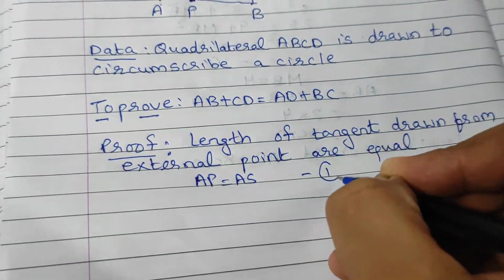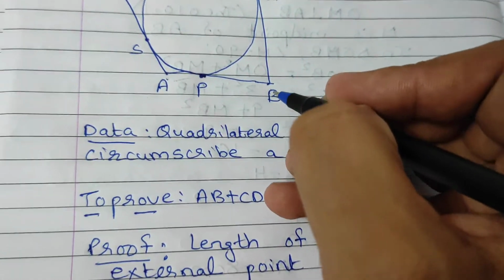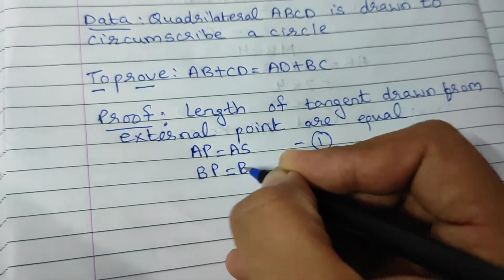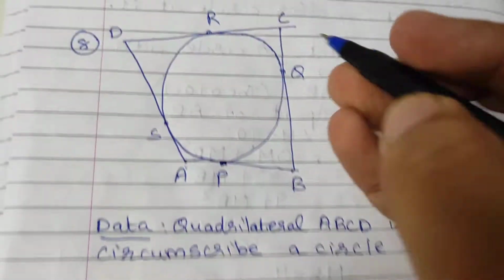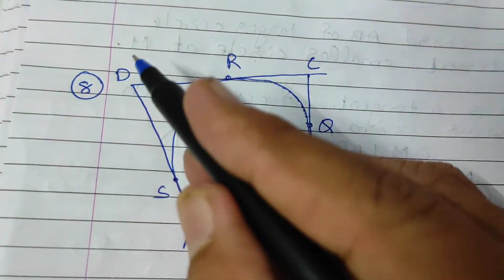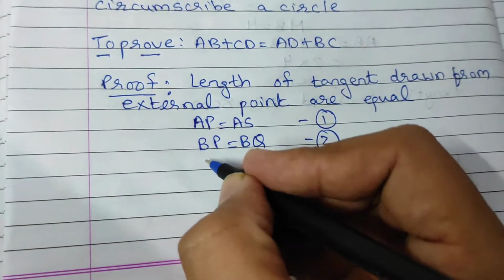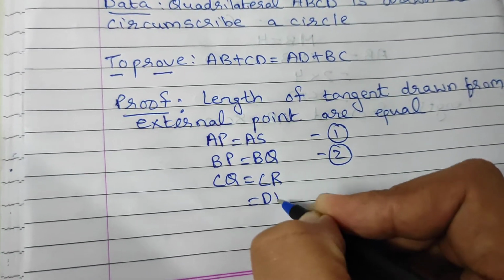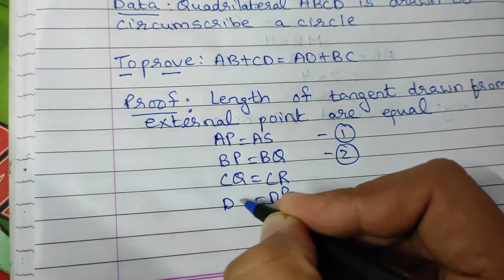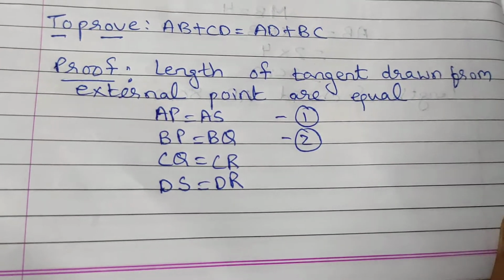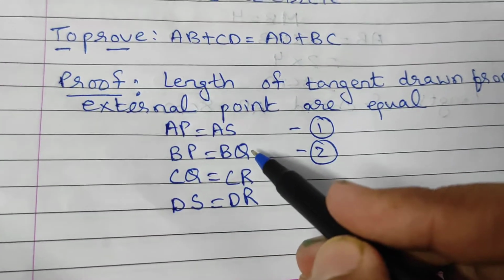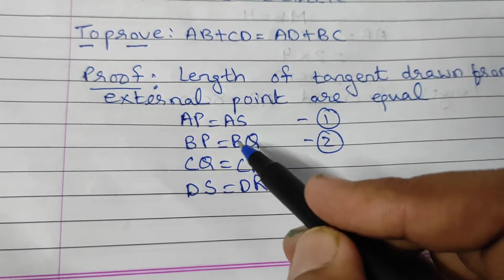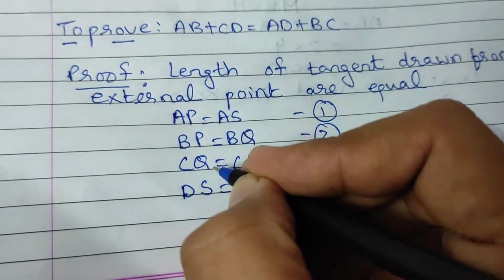So I'll give this as equation 1. In the same way, if I start from B, then BP equal to BQ. Let us write it as equation 2. Similarly, CQ equal to CR and DR equal to DS. Right? So AP equal to AS, BP is equal to BQ, and then we have CR is equal to CQ.